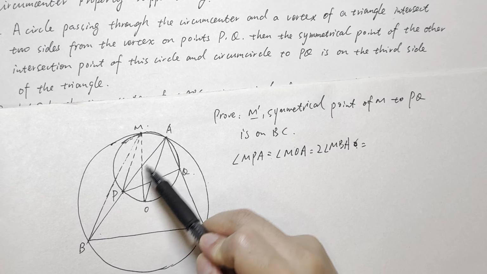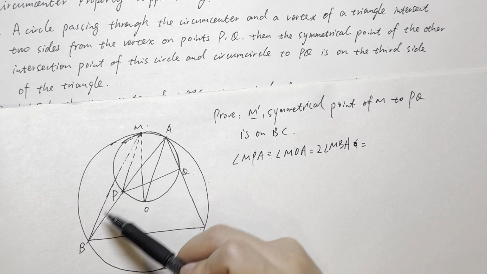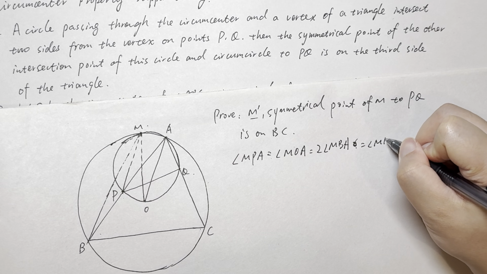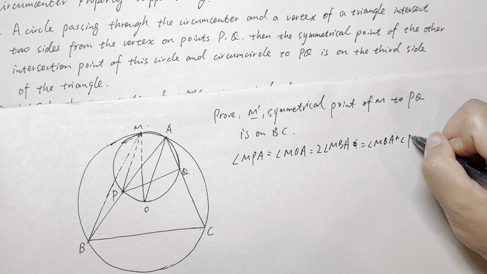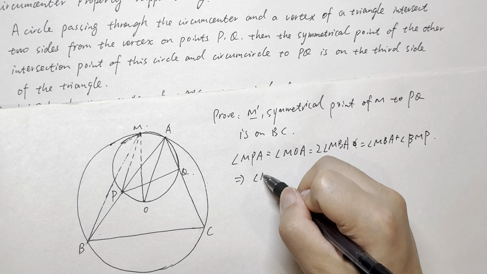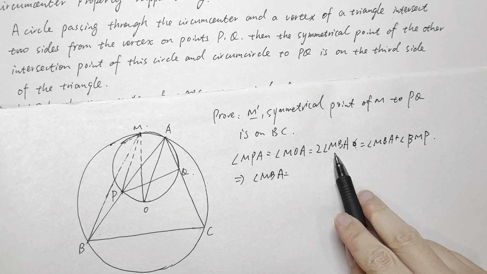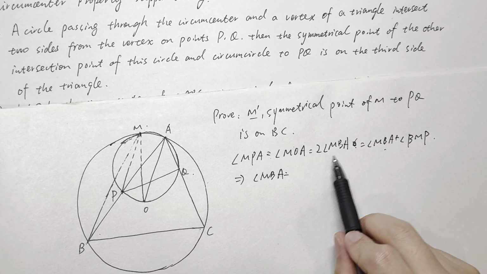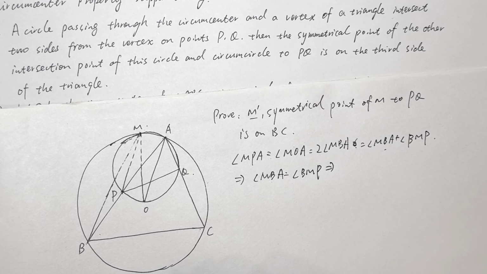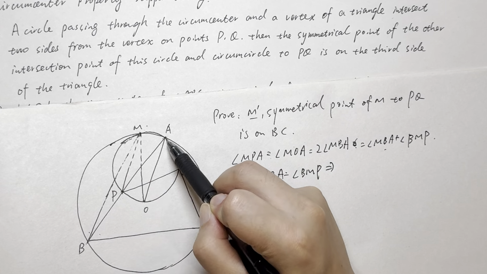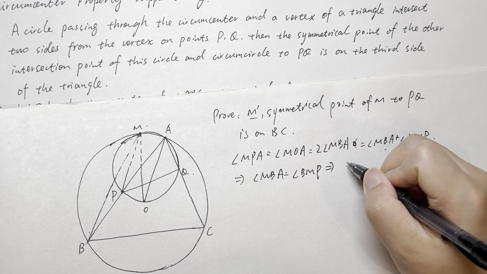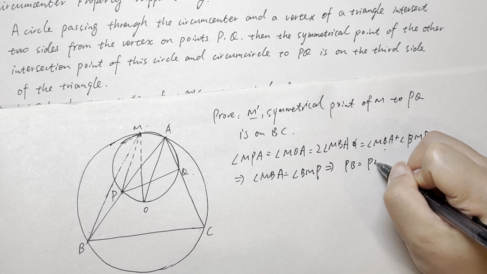And the angle MPA equals angle MBA plus angle BMP. So angle MPA, which is twice angle MBA, equals angle MBA plus angle BMP. So we know that angle MBA equals angle BMP, so BP equals PM. We got PB equals PM here.